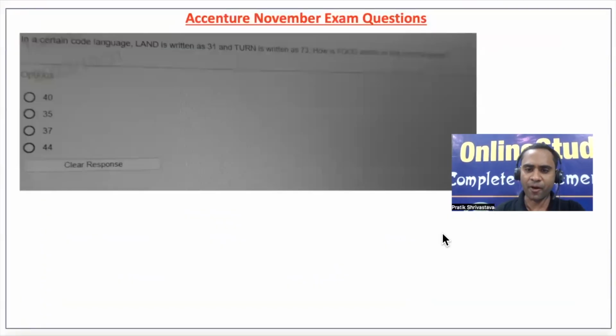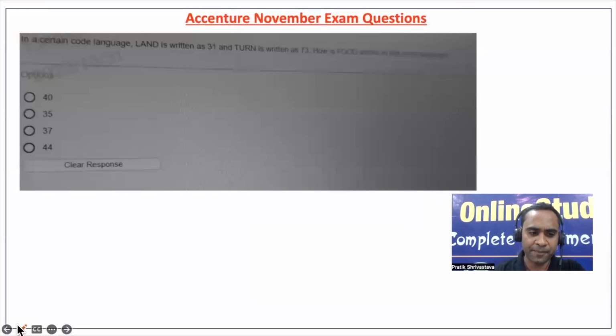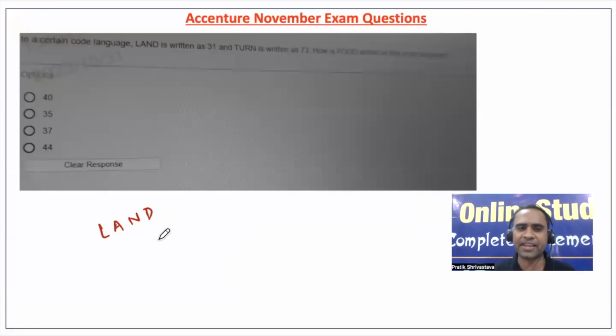Okay, fine. Now, next problem. In a certain code language, land is written as 31, turn is written as 73. Then how will food be written? Friends, all the tricks and techniques, everything has been given in the course.